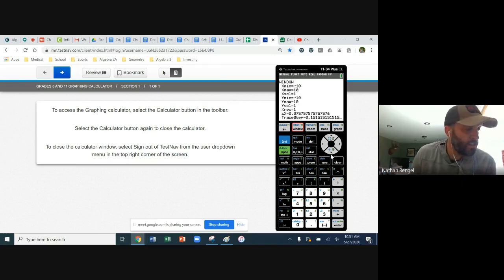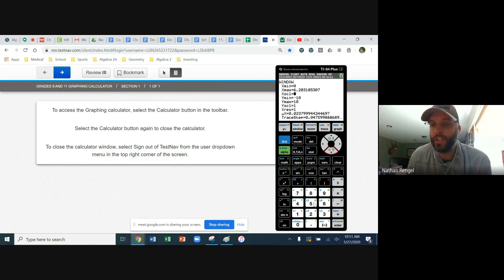We want to get the theta axis 0 to 2 pi, and then we want to get our y so that it makes sure that we can fit our amplitude in there. So my x min, I'm going to put 0. My x max, I'm going to put 2 pi. So hit 2 and then hit the pi button. That's going to change to a decimal. That's okay. Then we're going to hit our intervals. We'll do pi over 2. That's what we use when we make our graphs.